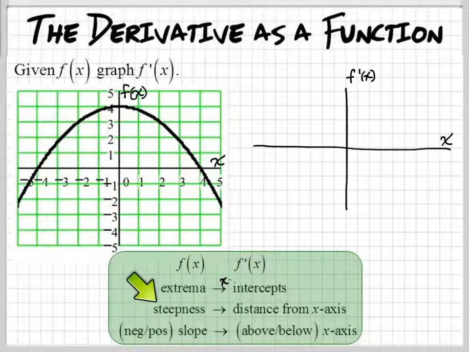The steepness of the line for f, I'm sorry, the steepness of the line gives you the distance that the point is from the x-axis for the f prime graph. And this bottom one is kind of related to this top one. If you have a negative or positive slope, that's related to the line being above or below the x-axis over here. Now if I just give that to you straight, honestly, the only one that makes sense is probably this one right here, and these ones are kind of like, what are you talking about? So let's get started with this one.